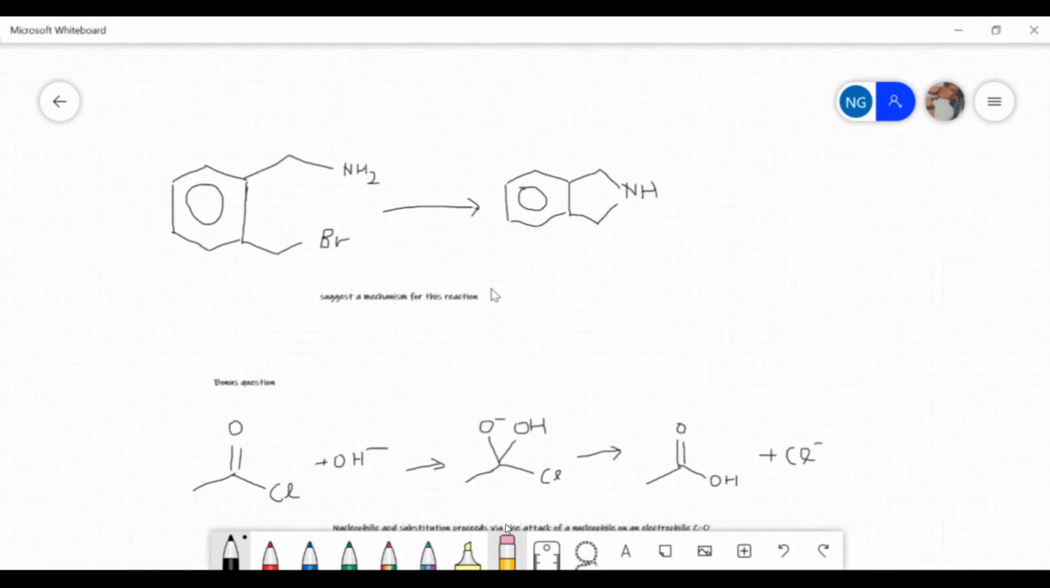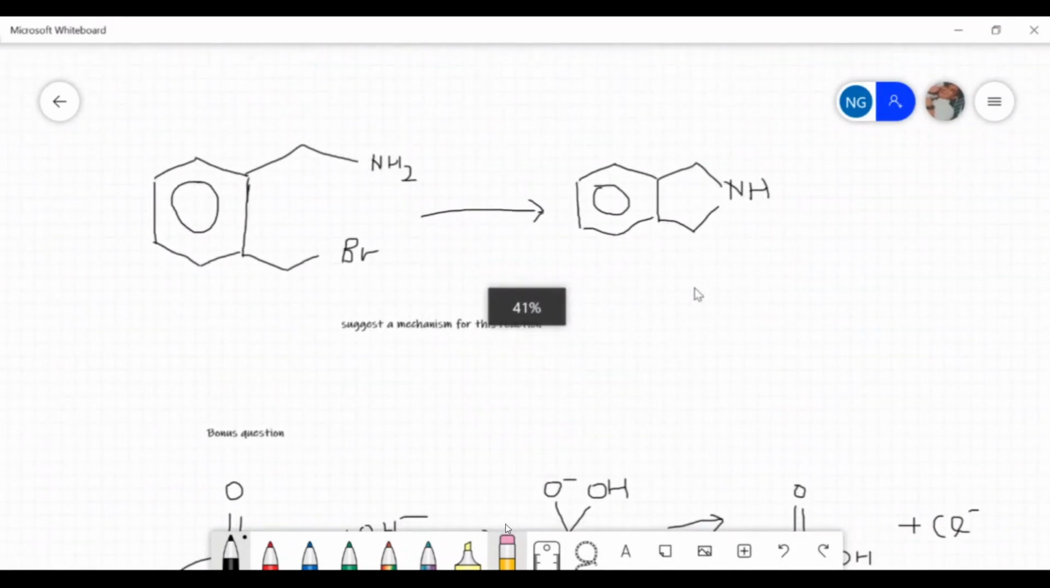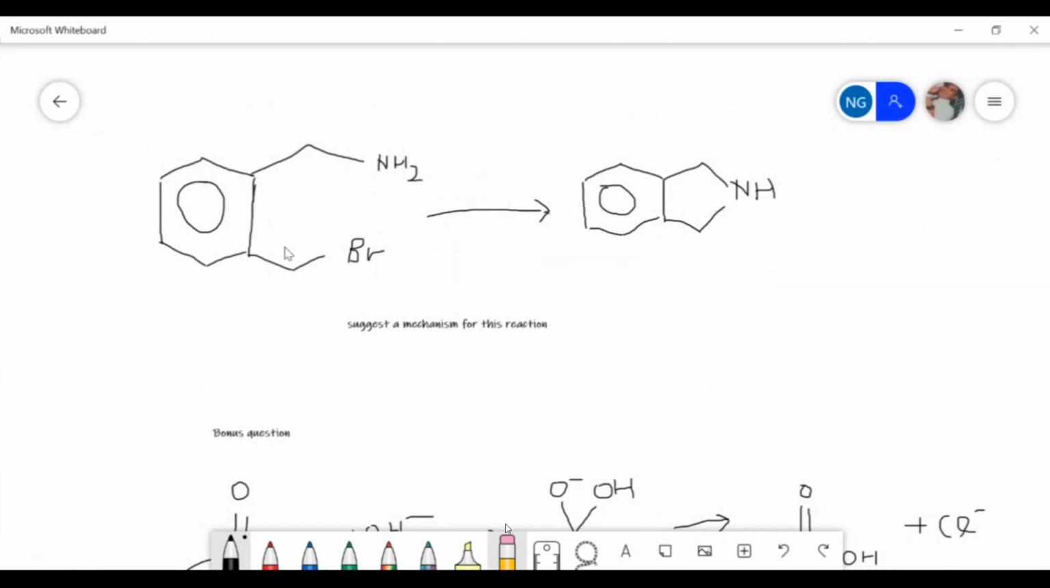So like I said just now, the best way to do any sort of organic chem mechanism question is to first of all compare what you're starting off with and what you're ending with. In this case, if we compare the number of atoms here and here, the only difference is that there's one H and there's a missing Br now. That should give you a clue.